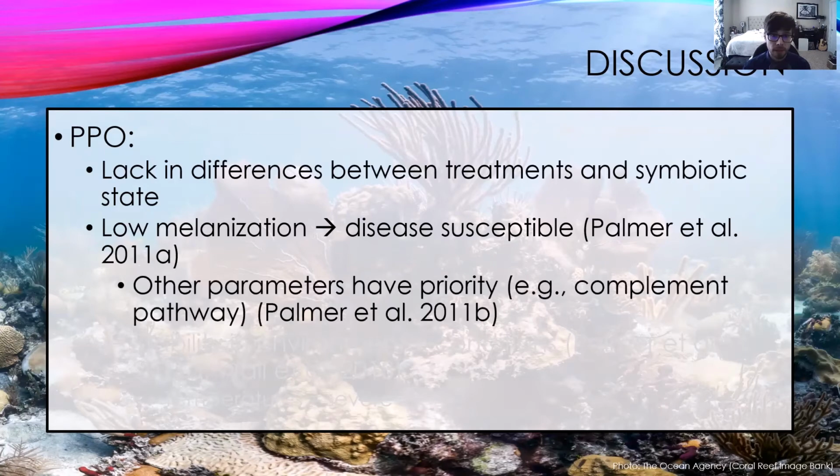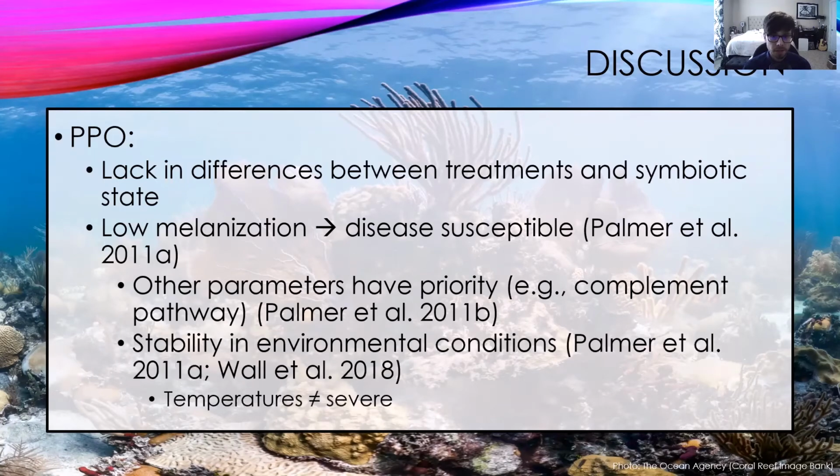This low melanization could indicate that other immunity parameters may have priority over the melanin synthesis pathway, as was seen similarly in Palmer et al. 2011, which could suggest that pathways such as the complement pathway have a higher priority. In addition, the lack of differences in prophenyl oxidase could also suggest stability in environmental conditions that were not severe enough to really see change.